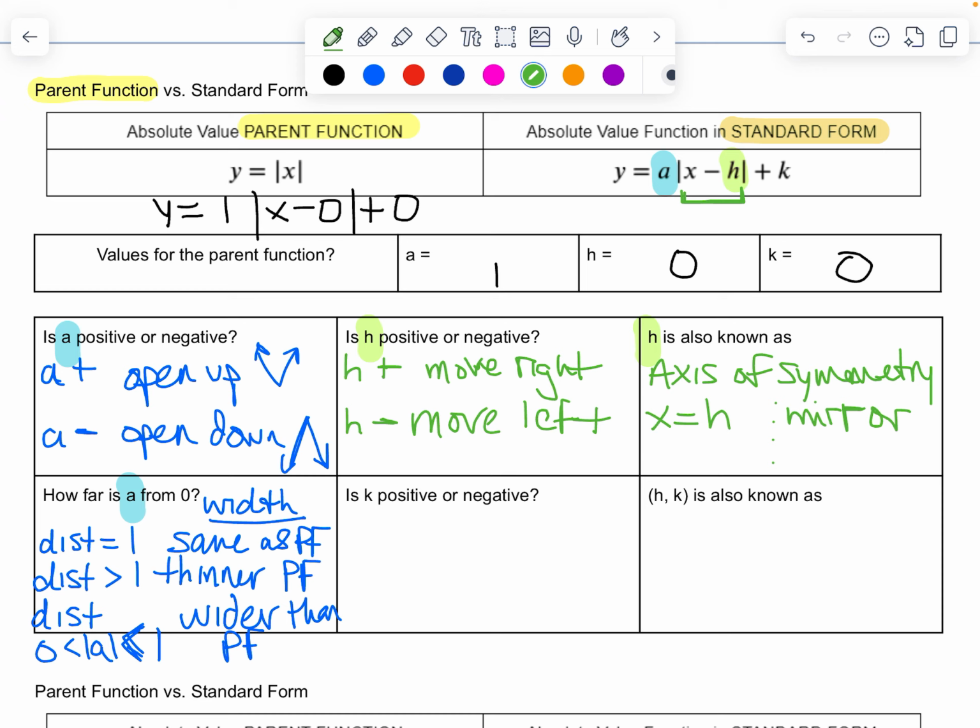So that's what we have here for the H. The fact that it's going to be controlling whether our graph moves to the right or to the left, as well as the H will act as our axis of symmetry. It's going to be an imaginary vertical line that acts as a mirror for us on our graphs eventually.